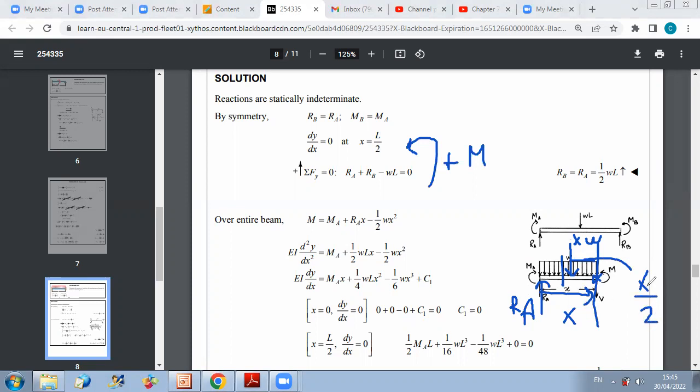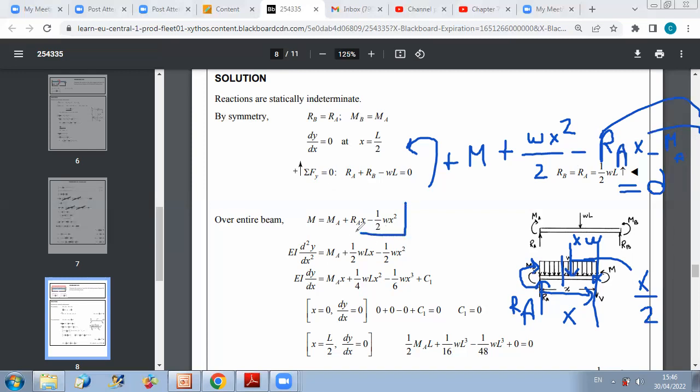So this force is producing a counterclockwise moment. So it's plus omega times x squared over 2. And I have also the moment of RA. RA is upward, so it's producing a clockwise moment. So it's minus RA times x. And finally, I have also the effect of the reaction moment at A, which is in the negative direction. So minus MA equals 0. Now, if you take all terms to the other side, you get that M is minus omega x squared over 2 plus RA x plus MA. So this is the result I found here.